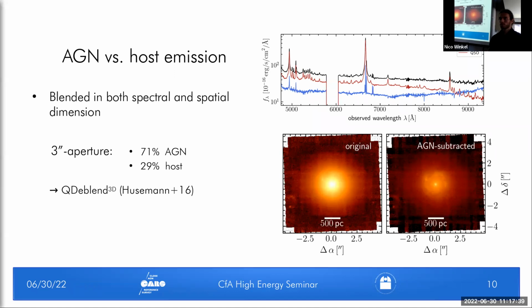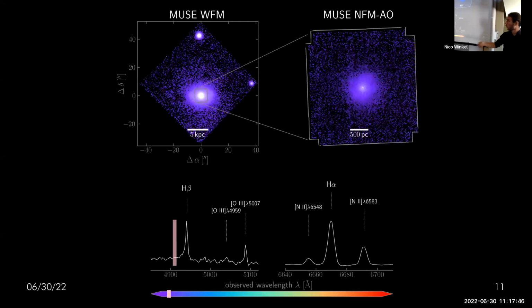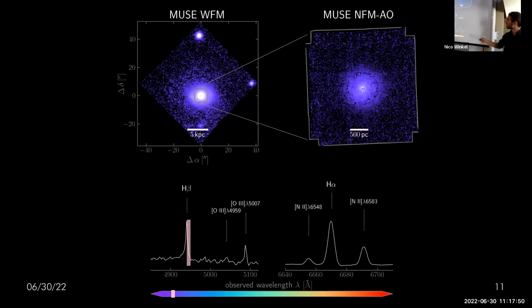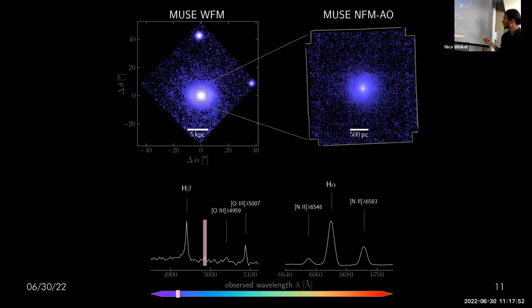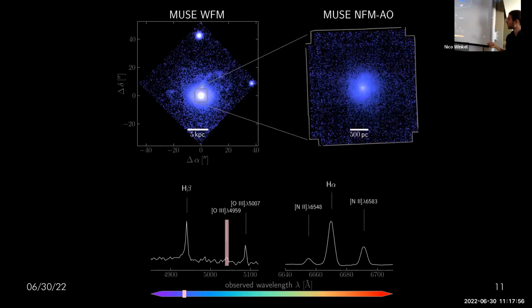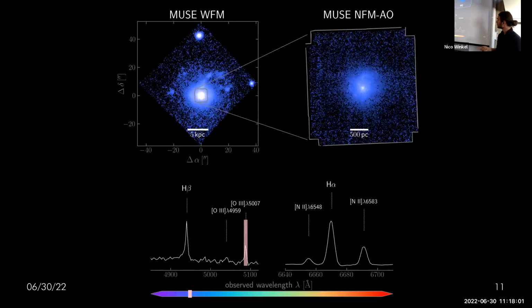So after the deblending, once we have separated the AGN from the host emission, we're left with 2 data cubes, and we can scroll through them. And once we approach the emission lines, you can see that the rotational field of the ionized gas within the galaxy becomes evident. I think it's most prominent in the H alpha that you can see here.